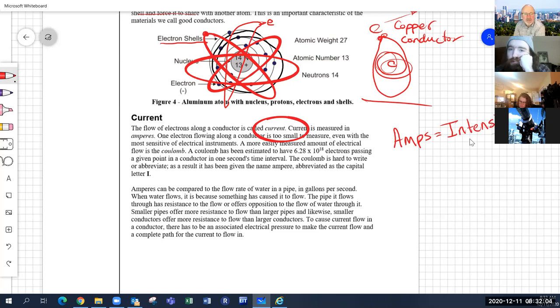Intensity. So it is the amount of electrons being pushed down this conductor, right? That's the intensity of the electron flow. And we call it the amperage.